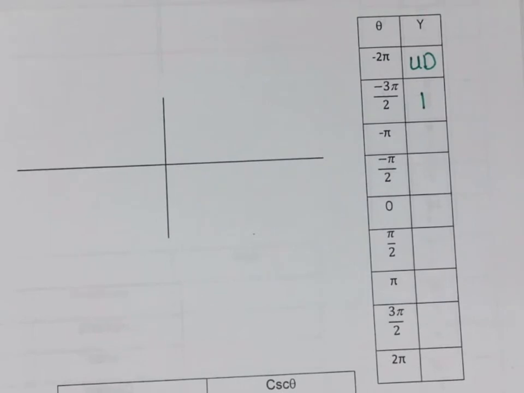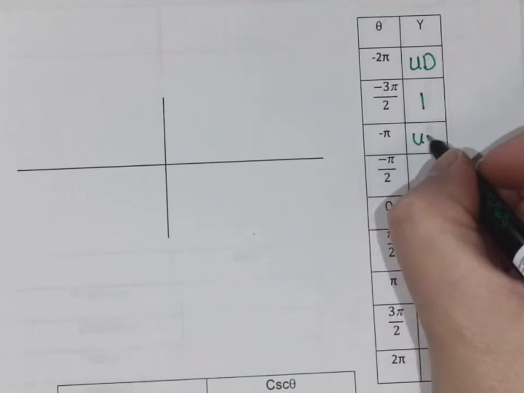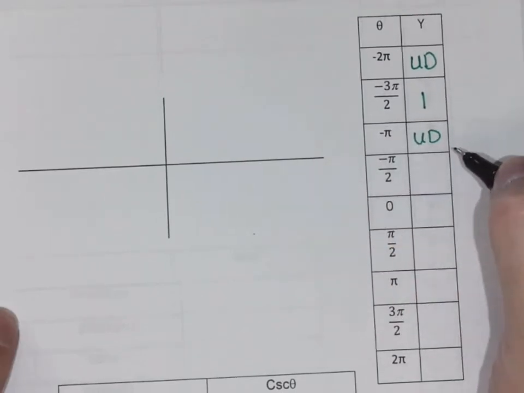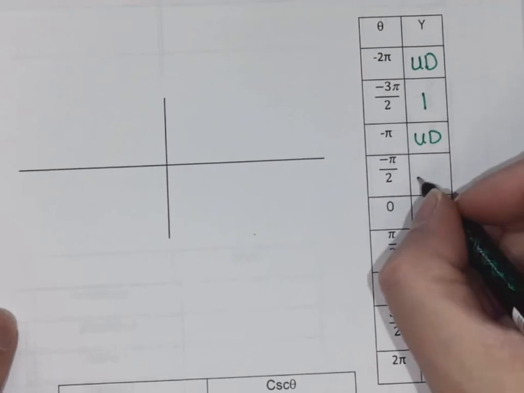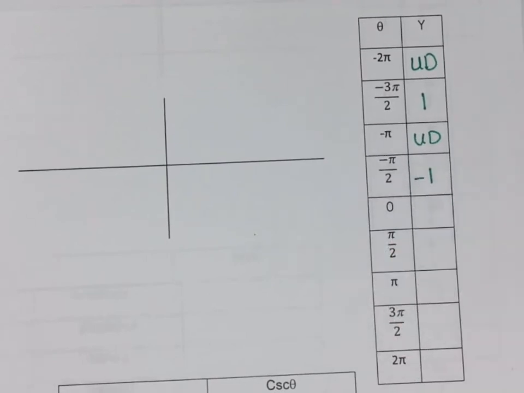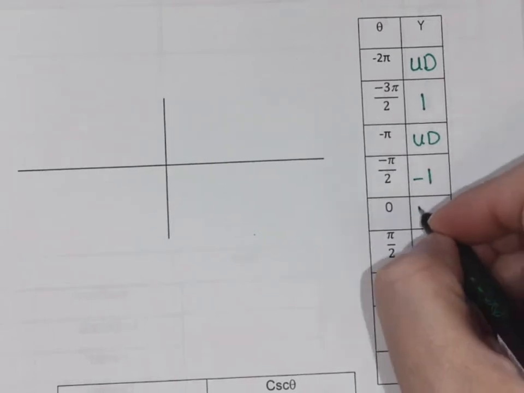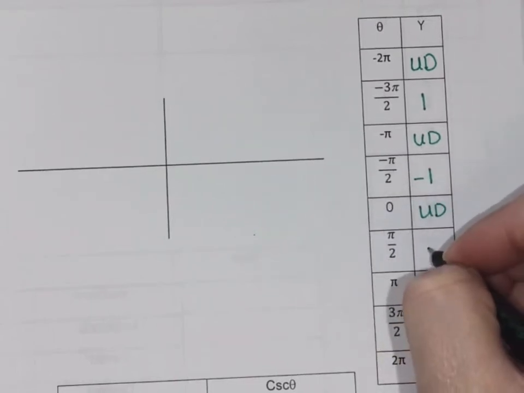Undefined. What am I doing? 1, undefined, negative 1, undefined. Holy Hannah, that's a lot of undefineds. Half this graph is just asymptotes. All right, here we go.